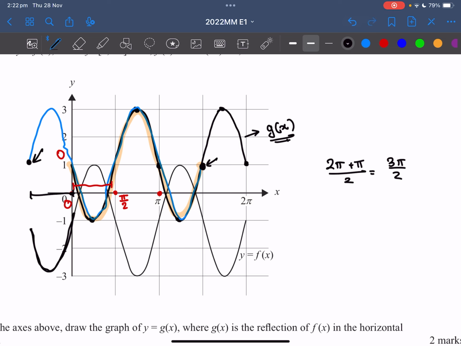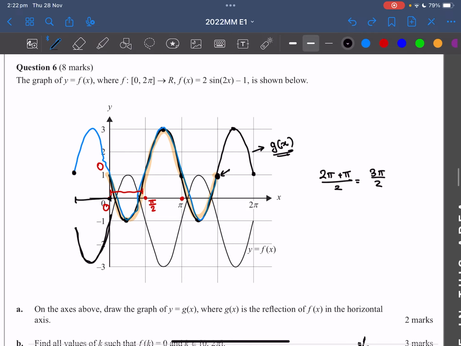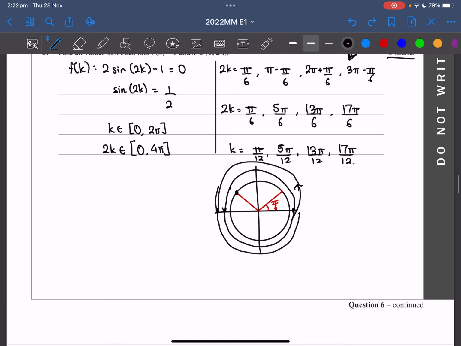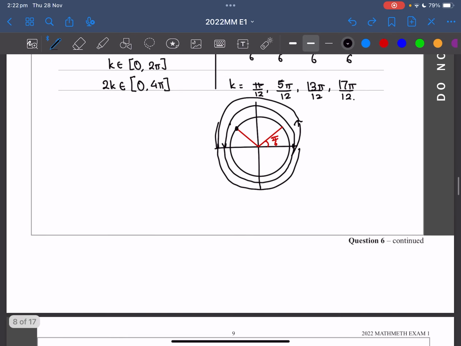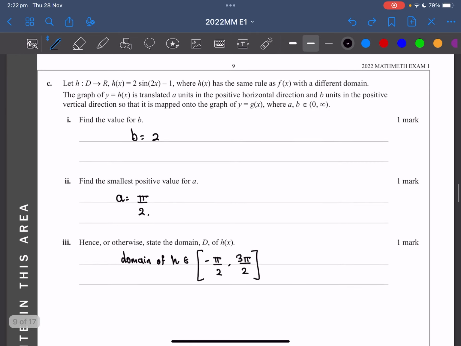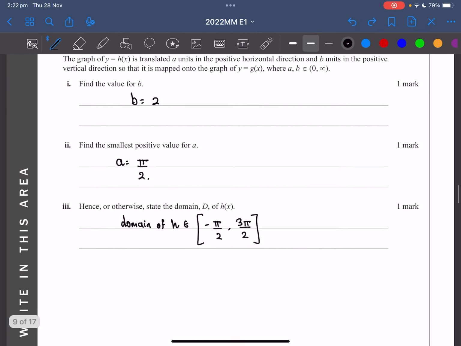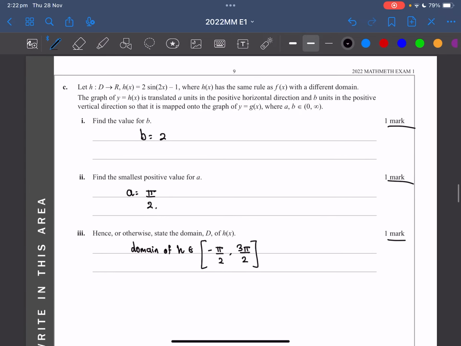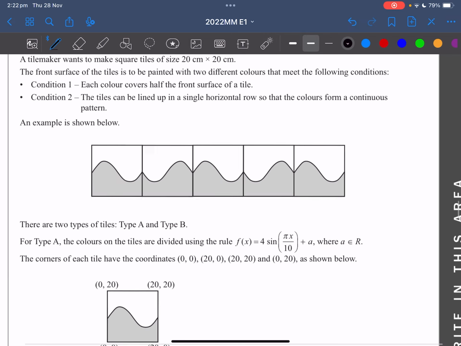And this is just simply moving to the left by pi on 2 units. So negative pi on 2 all the way to 3 pi on 2. Okay, that's how we obtain this answer. Yes, it was a bit tricky question, and a lot of students actually made a mistake. Hopefully this makes sense to you guys, and all of these are just 1 mark for the answers. Okay, so question number 7.